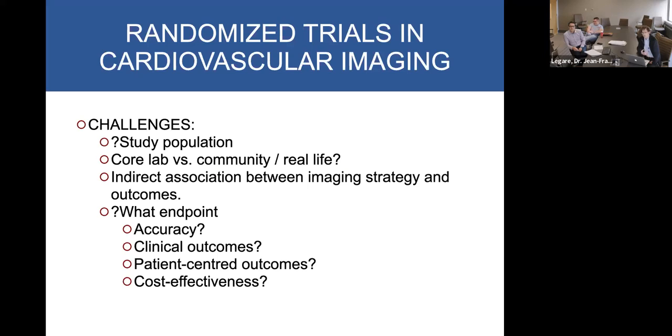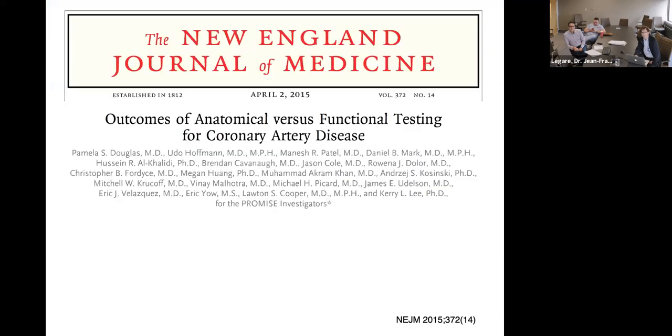And then, of course, upstream from the clinical outcomes that matter to patients, you have the initial imaging strategy. And then how do you determine what's winning? Which is the endpoint that you're measuring? Accuracy, segment by segment, clinical outcomes, patient-centered outcomes, and then, of course, the whole question of cost.